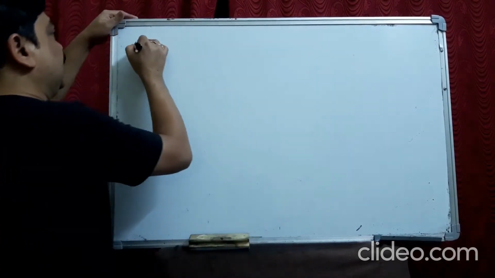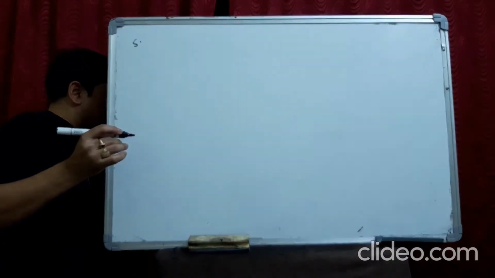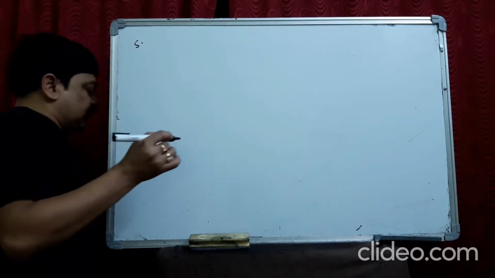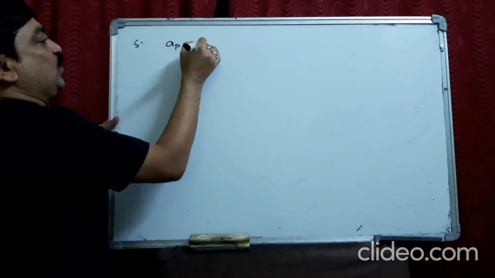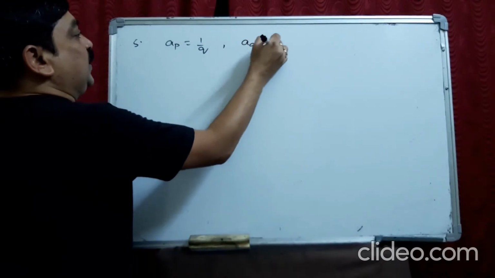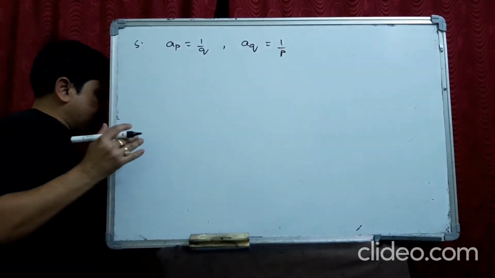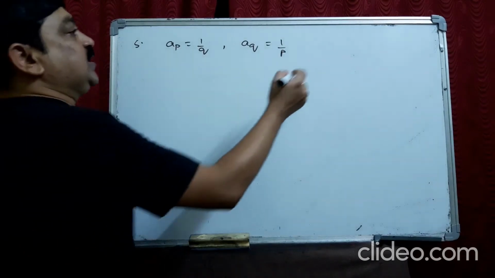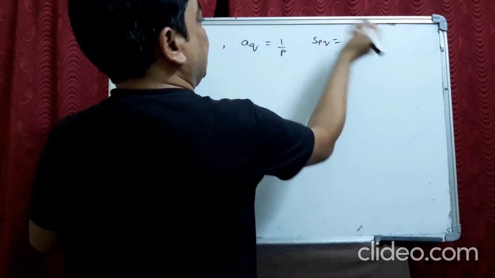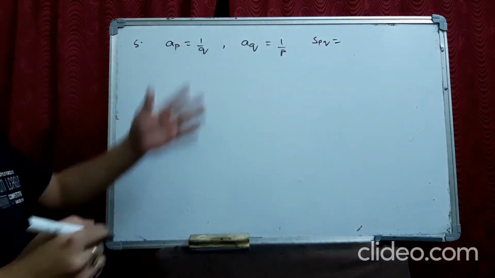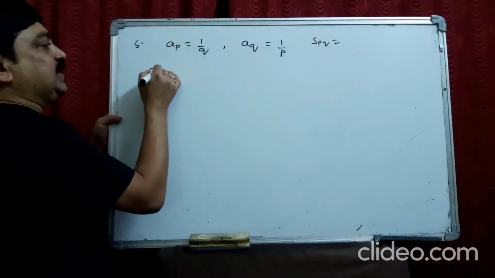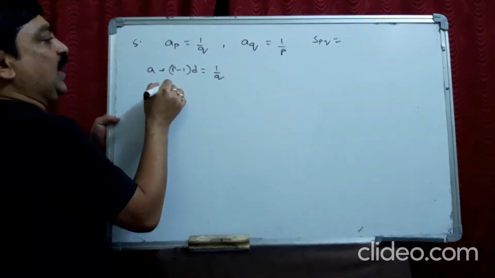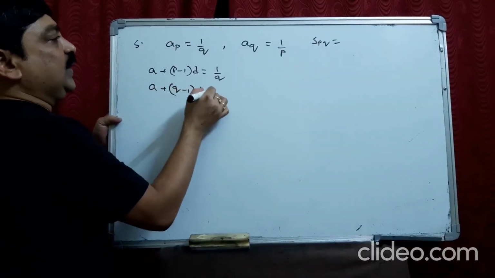Now see the fifth one. What did they say? In an AP, if pth term AP is equal to 1 by Q and qth term AQ is 1 by P, prove that the sum of first PQ terms, you are asked to prove SPQ. SPQ is something. Let us see. Let us do something with these two. So AP means A plus P minus 1 into D is 1 by Q, and A plus Q minus 1 into D is 1 by P.